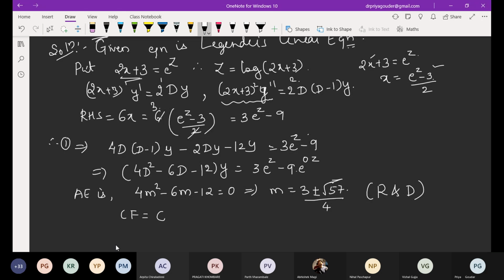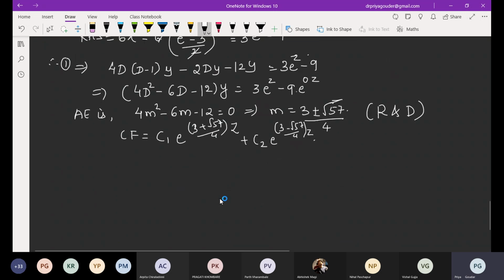C1 e raised to this root, taking plus, 3 plus root 57 divided by 4, into z, plus C2 e raised to 3 minus root 57 whole divided by 4, into z. Don't find its decimal value, keep it as it is. One thing I'll tell you for this example: don't substitute the value of z in terms of x. Keep it as it is, because if I substitute, it becomes very complicated. Not always; if it is very complicated, we can keep it in terms of z.